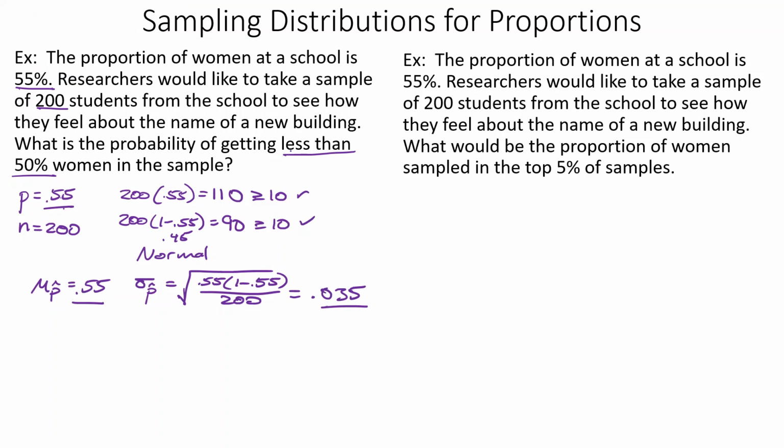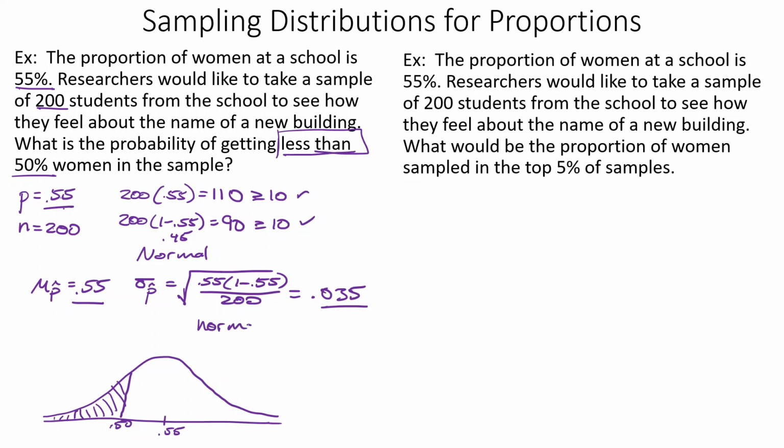Now we want to know what's the probability of getting less than 50% women. All right, so now it gets a little tougher to tell the difference between when is it normal CDF and when is it inverse norm. In the middle of our sample here is 55%, or 0.55. Now we want to know the probability of being less than 0.50, less than 50%. So that tells us we want normal CDF. The less than is kind of what tells us that we're using normal CDF.